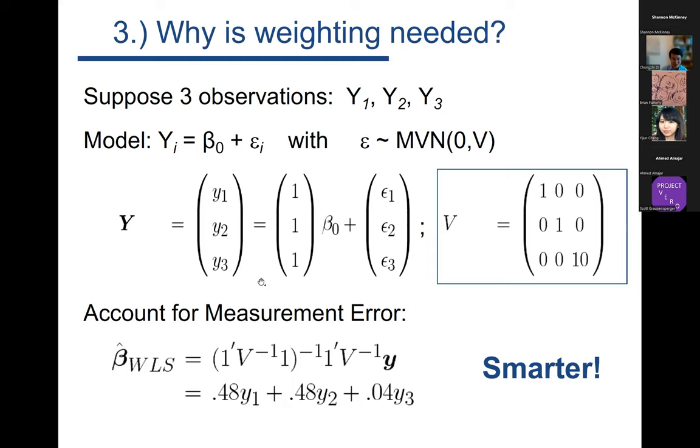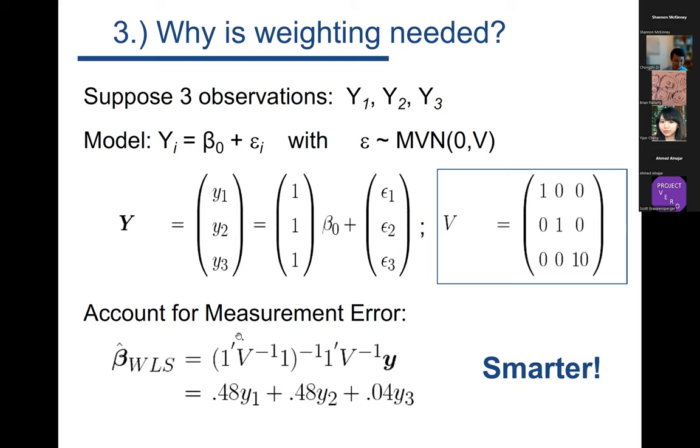So it turns out if you run the calculation, in this particular case, you will give the weight 0.48 to Y1 and 0.48 to Y2, but only 0.04 to Y3. So you're still using information from these three data points, but you're just giving them different weights. The more precise ones get higher weights, the less precise get lower weights. Because it's still a weighted average of these three observations, it's still giving you a good estimate for the mean.